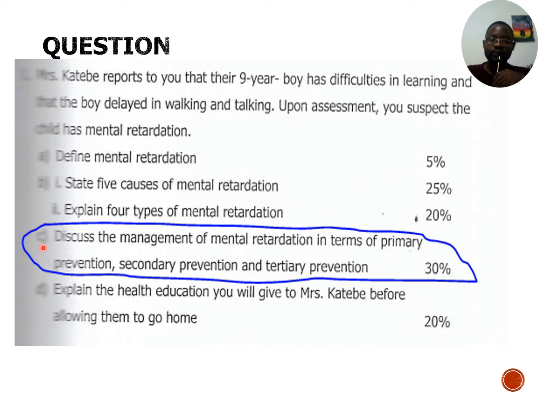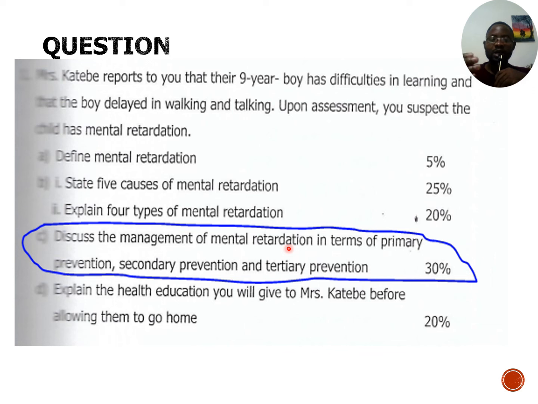Part C. Discuss the management of mental retardation in terms of primary prevention, secondary prevention, and tertiary prevention. There's something I need you to note down on this one. This management is not specifically focusing on this 9-year-old boy. Okay, this question is open. Mental retardation. How can you manage mental retardation?